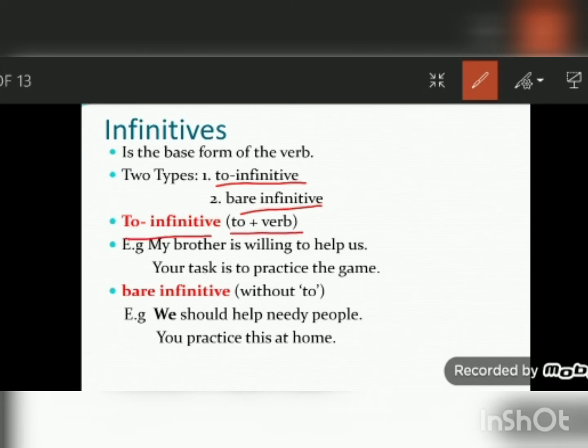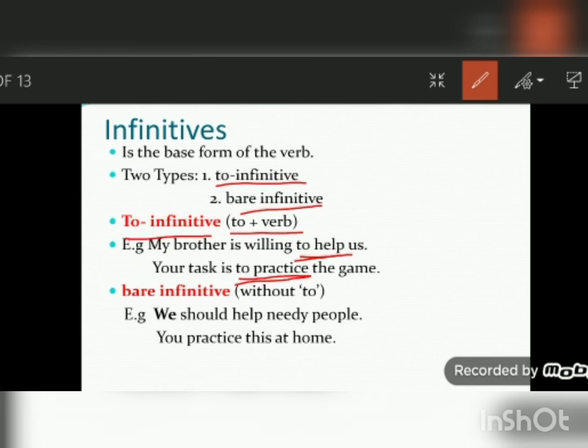To infinitive means to plus verb. So we have to write to plus the base form of the verb. For example, my brother is willing to help us. So here to help is to infinitive. Next is, your task is to practice the game. Here also to infinitive is there, to practice. So in to infinitive we use to plus verb.